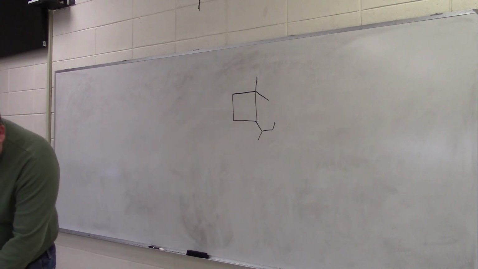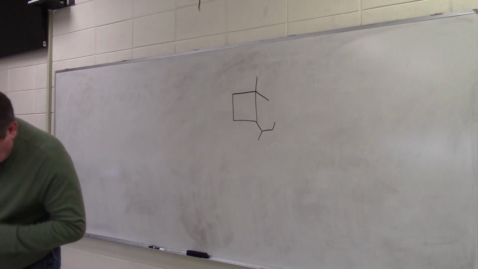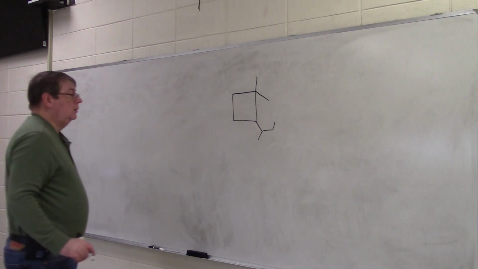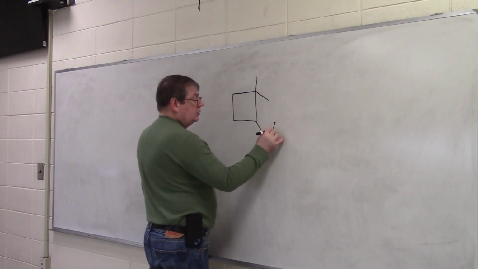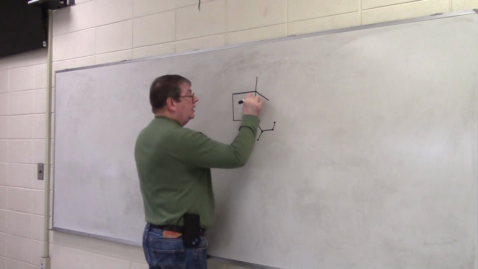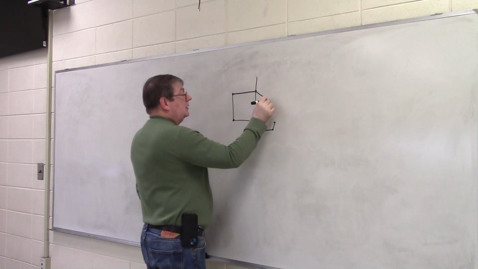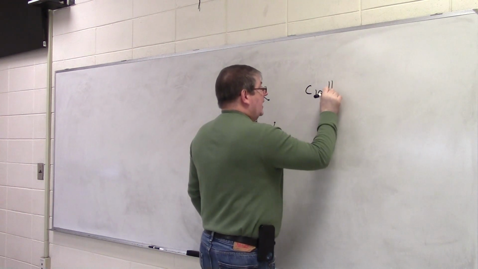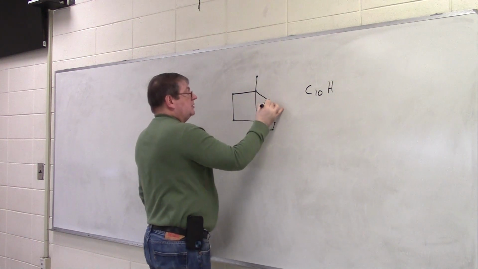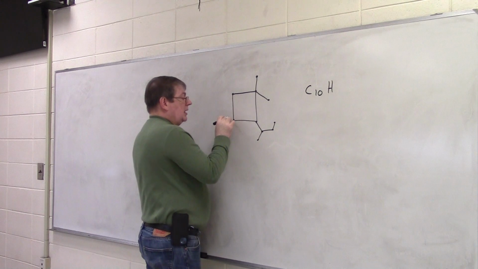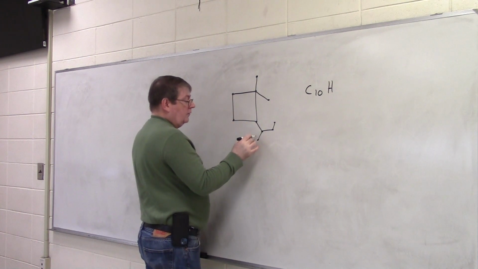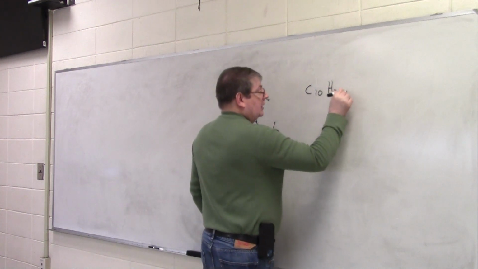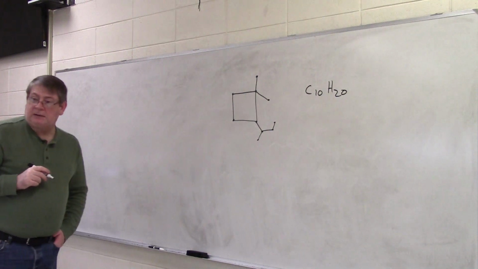So the thing that it first asked us to do is to come up with the formula, right? So 1, 2, 3, 4, 5, 6, 8, 9. I've got 10 total carbons. It's going to be C10, H. There's 3, 6, 7, 8, 9, 10, 11, 12, 13, 14, 15, 16, 17, 18, 19, 20. So that should be C10H20.